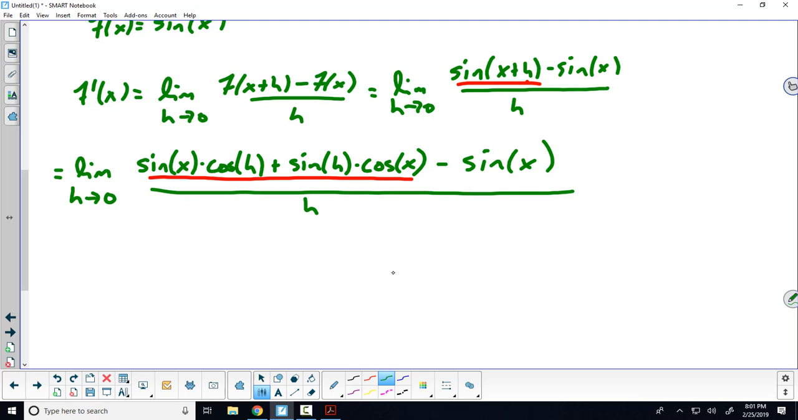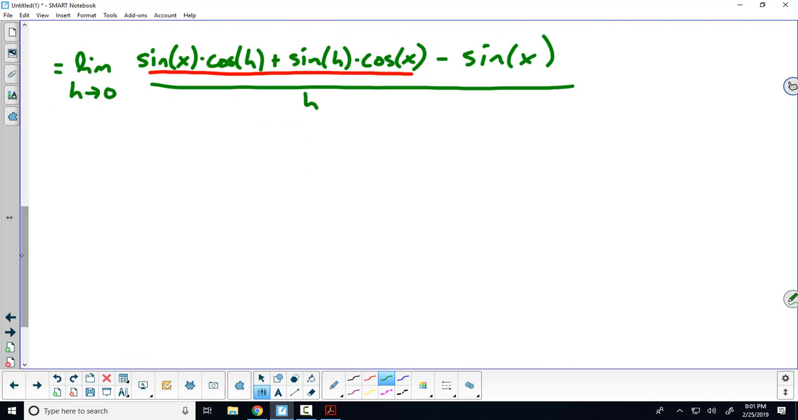So it's not clear that we've gotten anywhere closer, except notice that the x's are no longer attached to the h's, and in some ways that'll be beneficial. So let's give this a shot here.